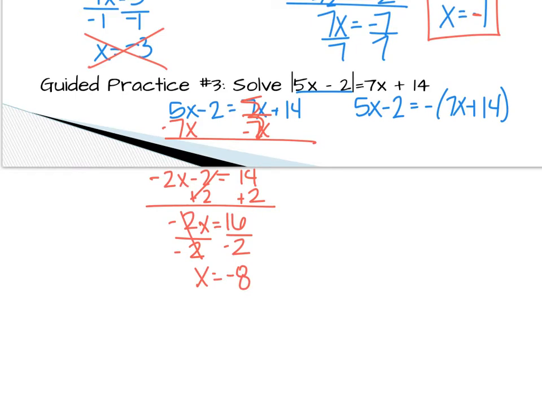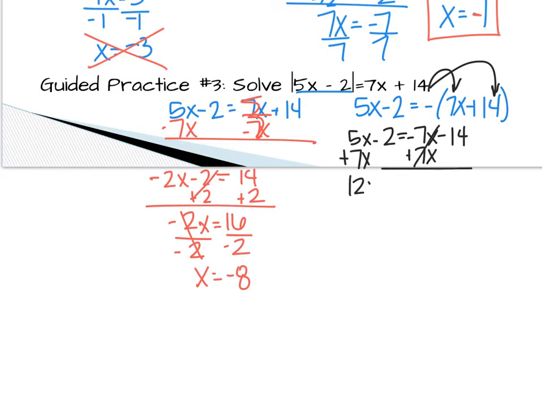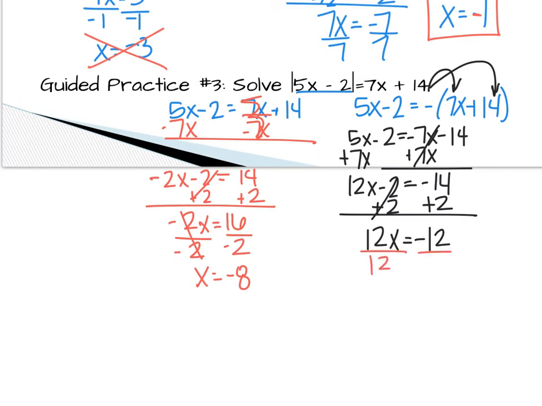The second equation, we are going to first distribute the negative, and we get 5x minus 2 equals negative 7x minus 14. Add the 7x to both sides to get the variables together, and we get 12x minus 2 equals negative 14. Add 2 to both sides to get the variable by itself, negative 12. Then divide both sides by 12.